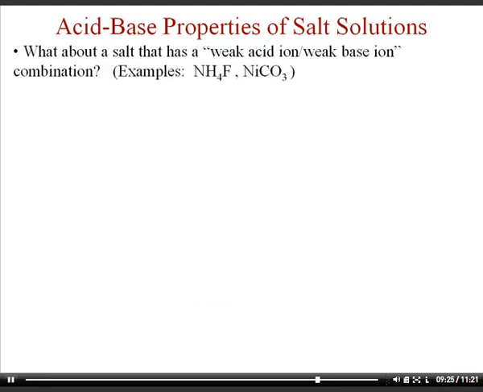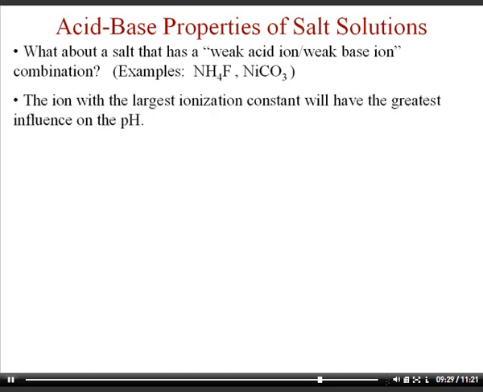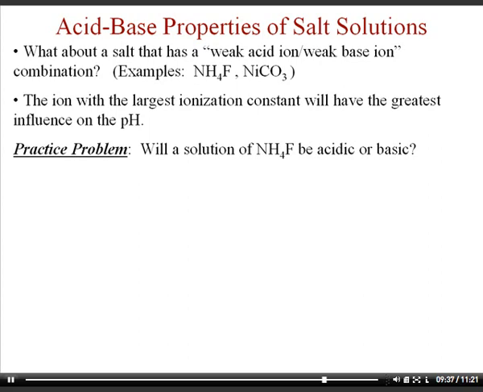Now, what about a salt that has a weak acid, weak base combination? Well, then you're going to have to look at the K values. The ion with the largest ionization constant will have the greatest influence on the pH.